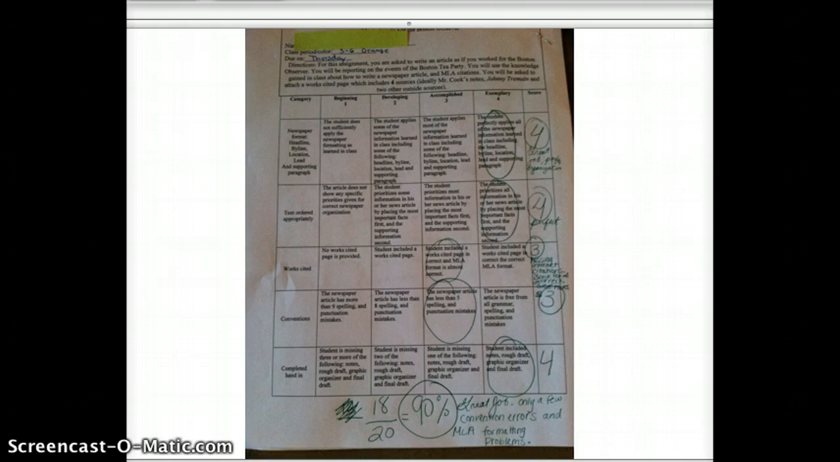And if we go back to the overall rubric again, on the left-hand side you can see the categories in which they were graded. The first one says newspaper format: headline, byline, location, lead, and supporting paragraph. That's the layout of a newspaper that they had to do appropriately. The next category is text ordered appropriately, meaning the most important information goes first and the least important goes last. And the last category is completed handed in, meaning that they kept all of their drafts and graphic organizers and handed it in together, to work on that whole organizational piece of middle school.